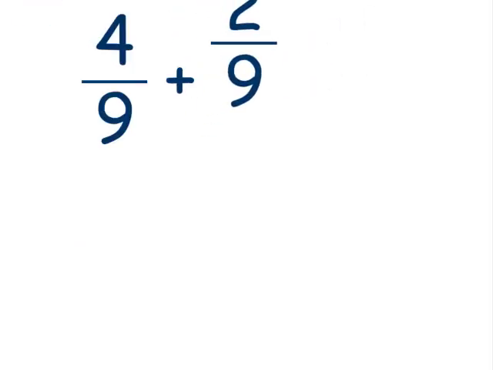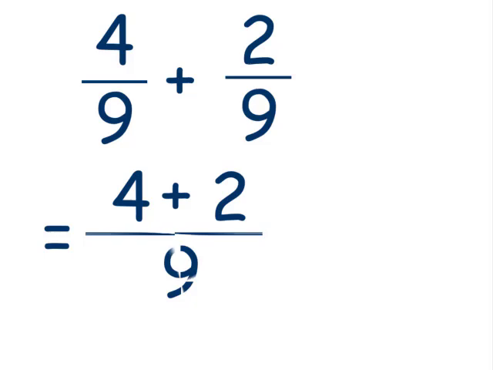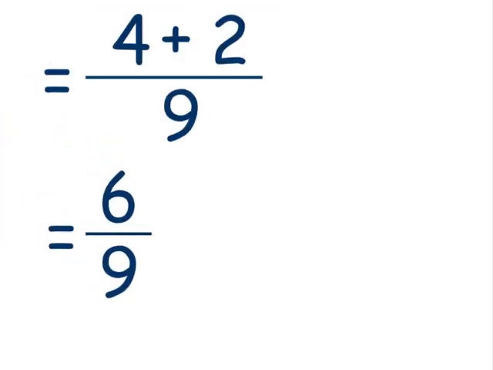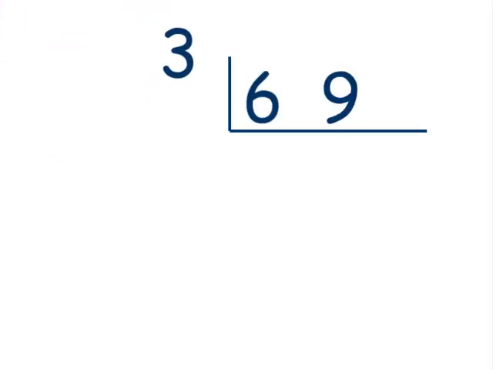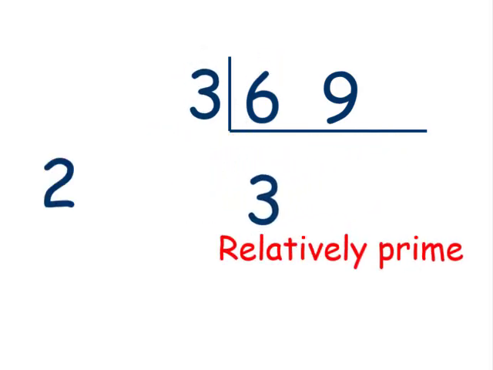4/9 plus 2/9. Since the denominators are the same, we can add our numerators and write it underneath the denominator. Remember, our denominator doesn't change. 4 plus 2 is 6, and now we have 6/9. 6/9 needs to be reduced. 3 goes into 6 as well as 9 evenly. 2 and 3 are relatively prime, so our answer is 2/3.